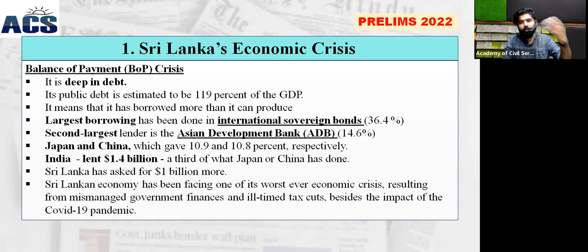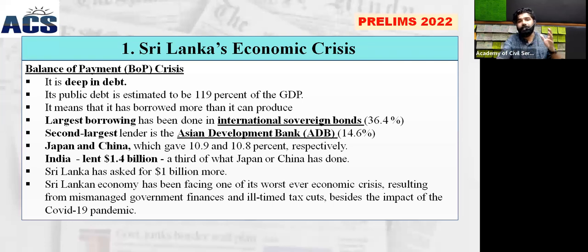In order to purchase food, there is no money, and in order to purchase fuel, petrol, diesel, it does not have money, and it also has a lot of debt with other countries, neighboring countries or international bodies. So the BOP crisis means exports are very low and imports are very high. And there is also a debt crisis: deep debt with many countries, that you can see in the PPT. The largest borrowing of Sri Lanka is mainly on the sovereign bond.